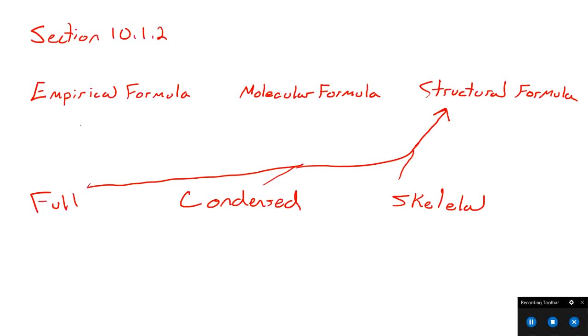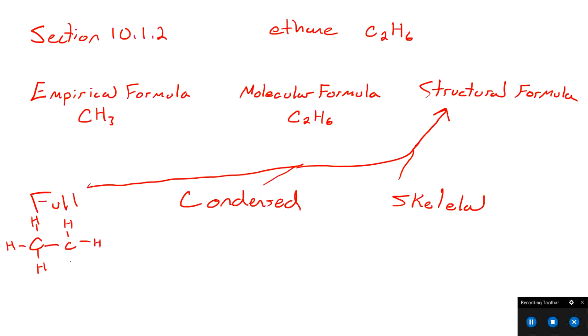So let's take, for example, ethane. Ethane is our molecule C2H6. So the molecular formula for ethane would be just that, C2H6. The empirical formula, the simplest whole number ratio, would be CH3. And the structural formula, we have three different options here. The full structural formula, we actually draw out every atom and every single bond to each of those atoms. So two carbons attached, and our hydrogens.